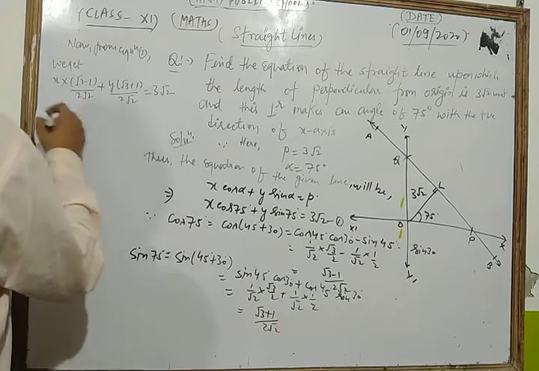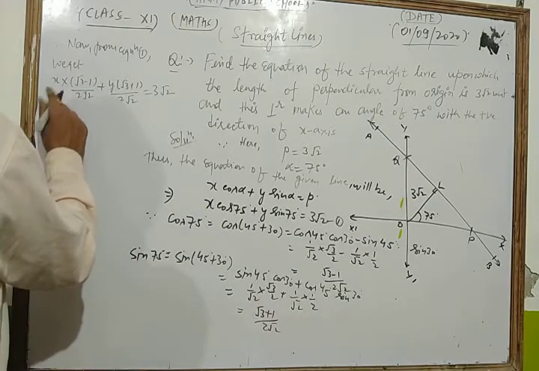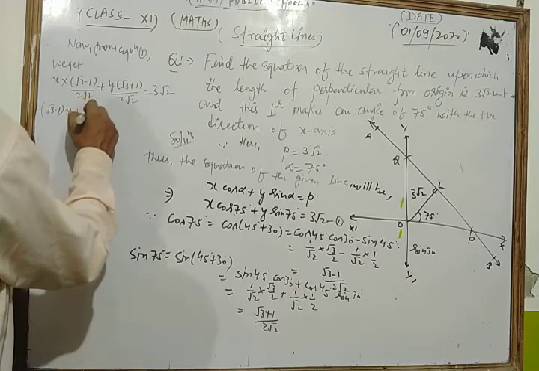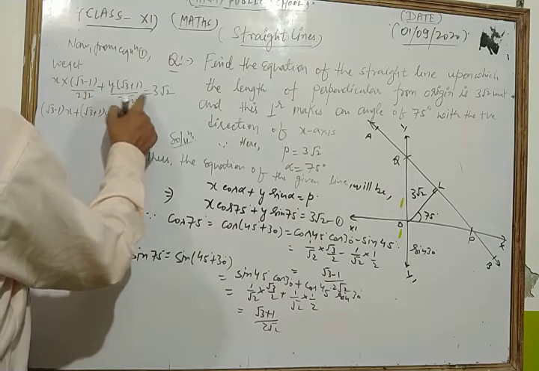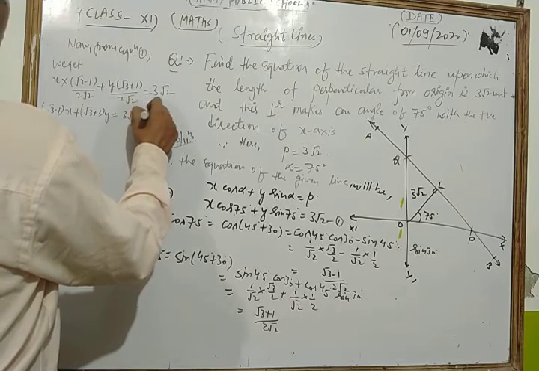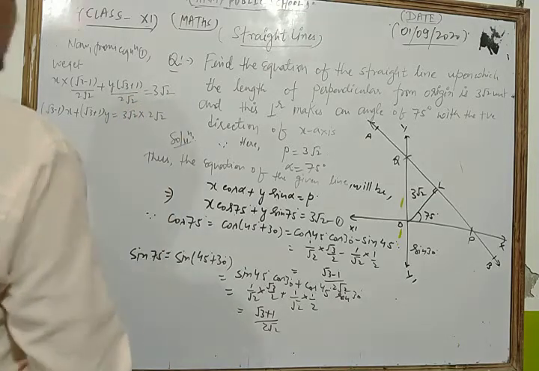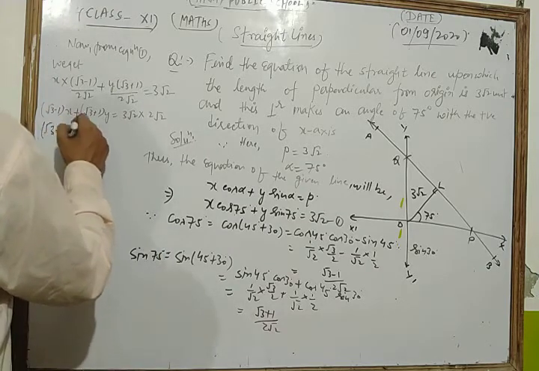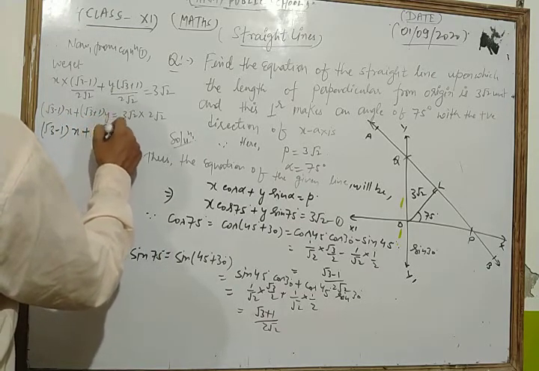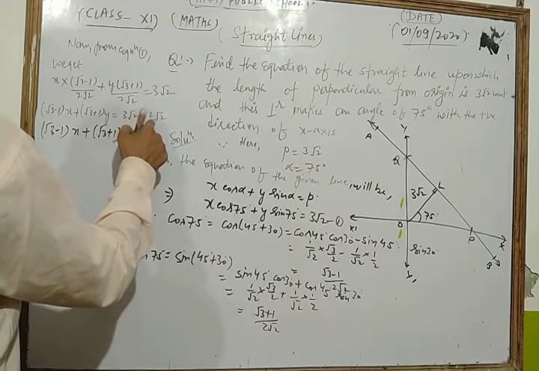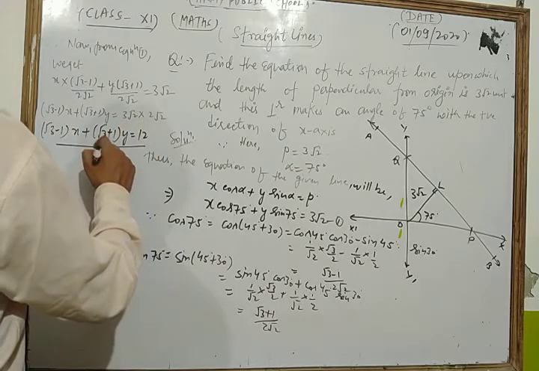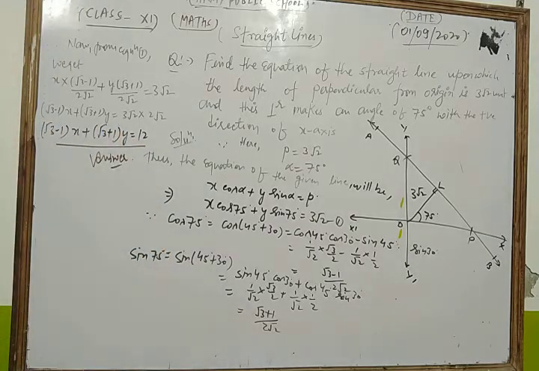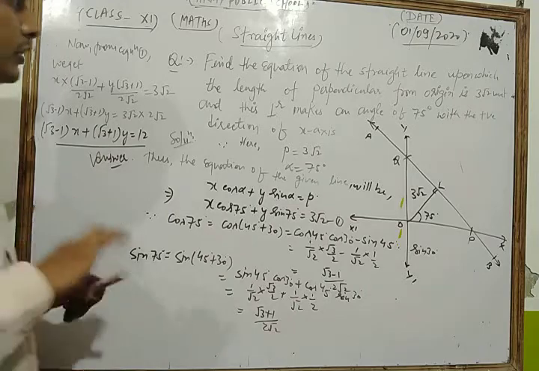Now we take 2 root 2 as LCM. We get (root 3 minus 1)x plus (root 3 plus 1)y is equal to 3 root 2 into 2 root 2. Now in this way we get, dear students, (root 3 minus 1) into x plus (root 3 plus 1) into y is equal to 12. This is our required answer. So dear student, this is our required answer.